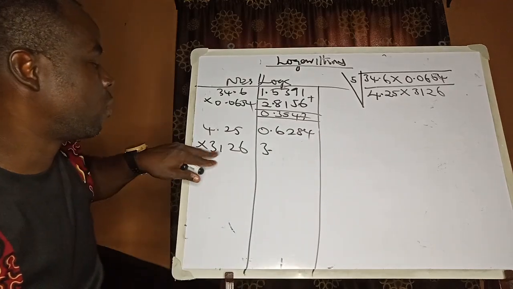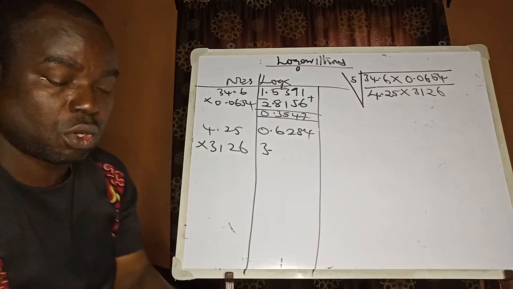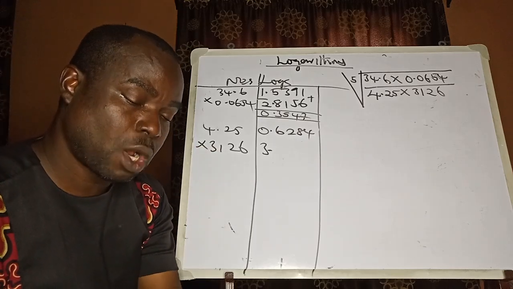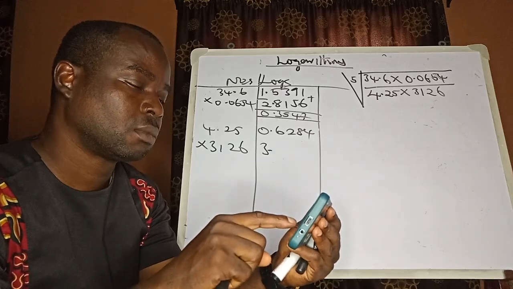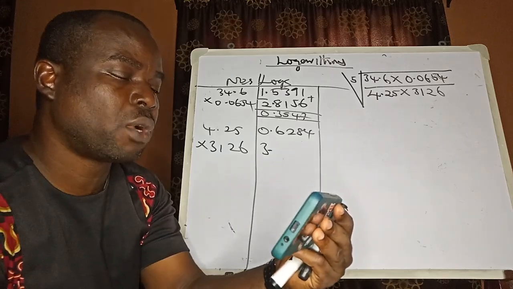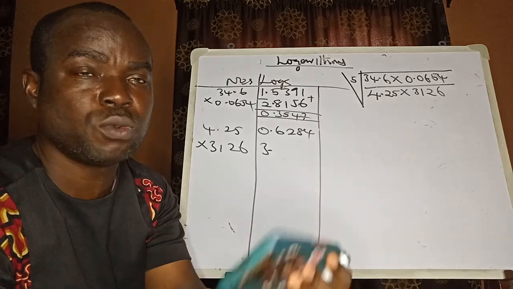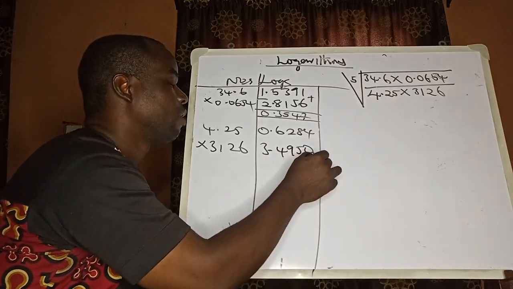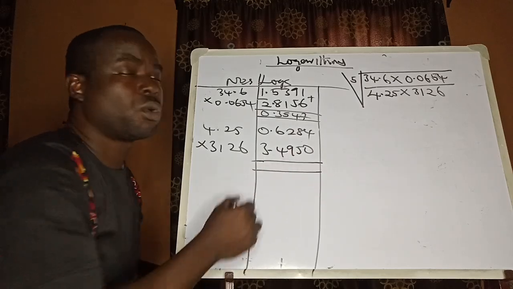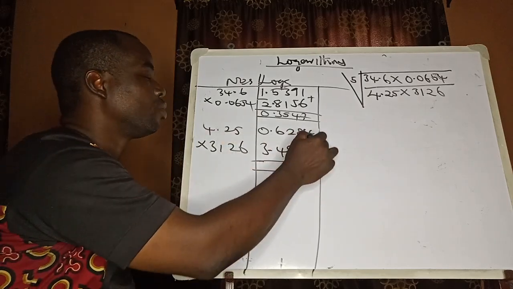Then check 31 under 2 different 6 in your log table. 31 under 2 different 6 is 4950. Compare with your own. So what are we going to do now? Multiplication means addition. So we also add again.